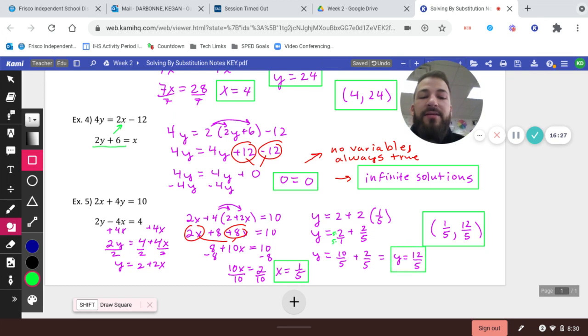Okay, y'all, that is solving linear equations by substitution. We got 2 methods down, 1 more to go in a couple of days.